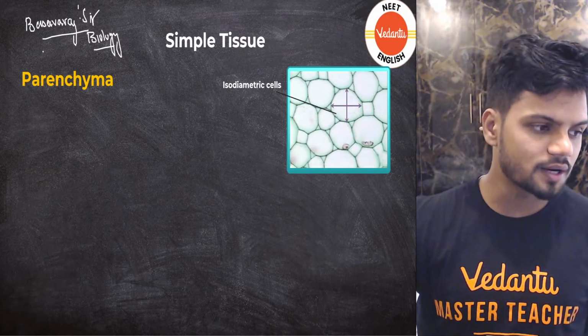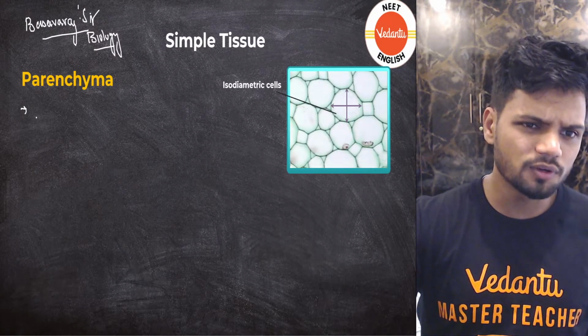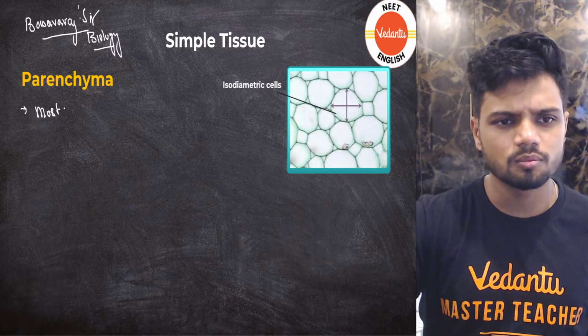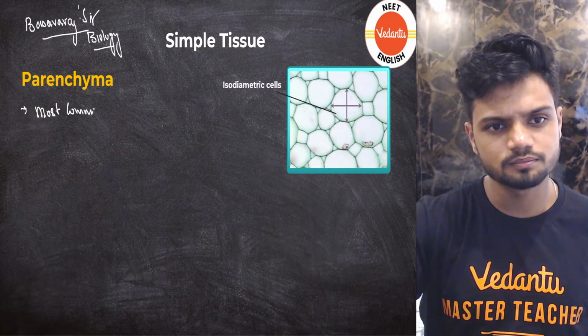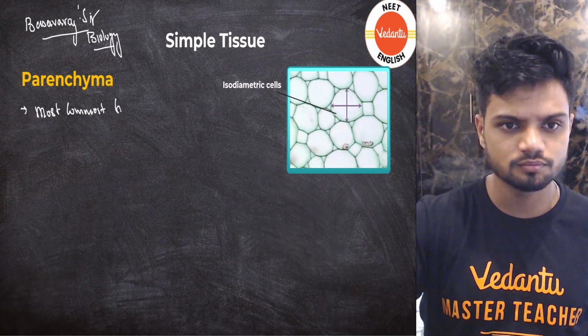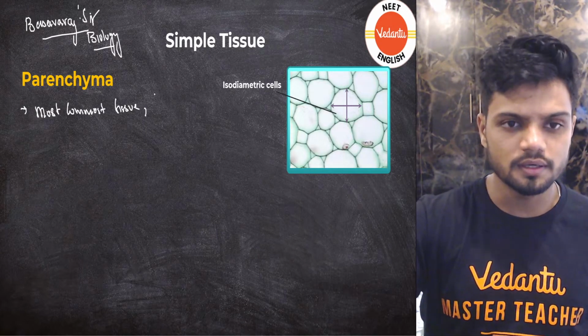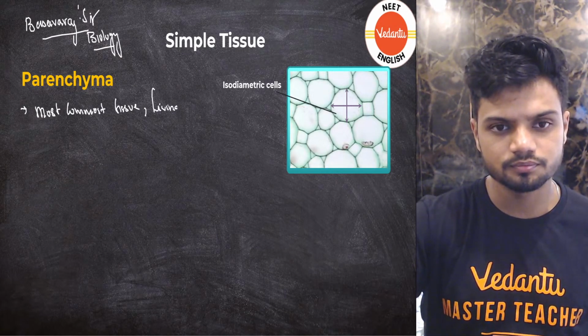Okay, now first understand parenchyma. First of all, it is the most common tissue. It is a living tissue.